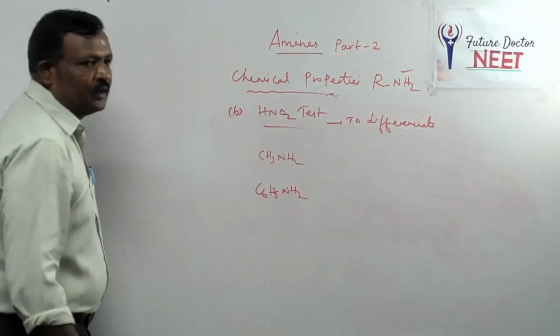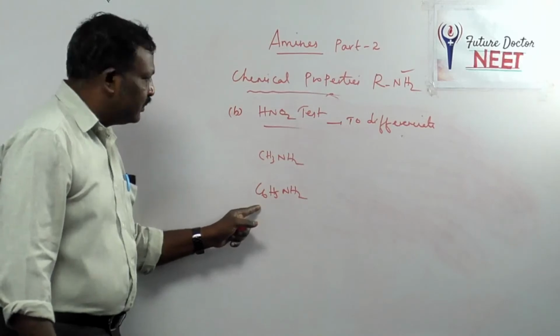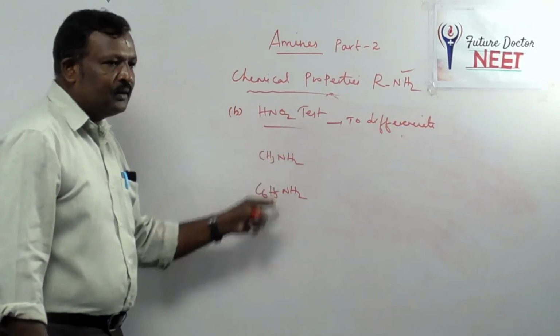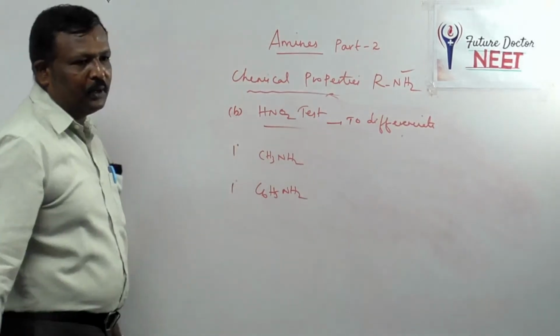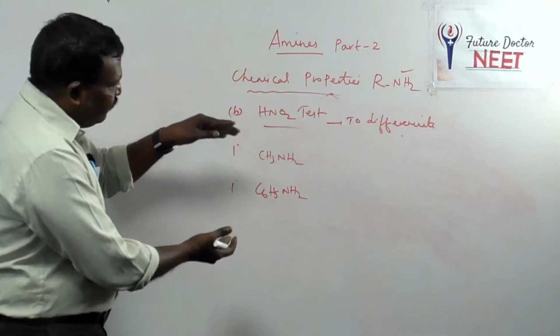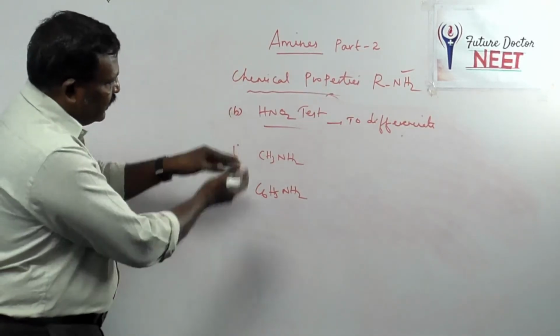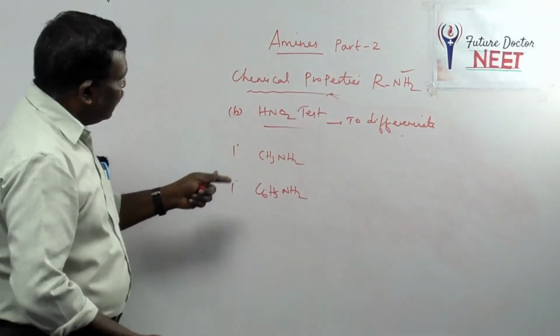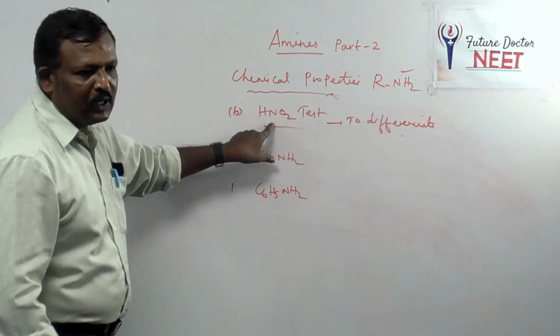Aliphatic or aromatic? This is an aliphatic compound, this is an aromatic compound. Both are primary amines. If you want to differentiate an aliphatic primary amine and an aromatic primary amine, what's the test? We have the HNO2 test.